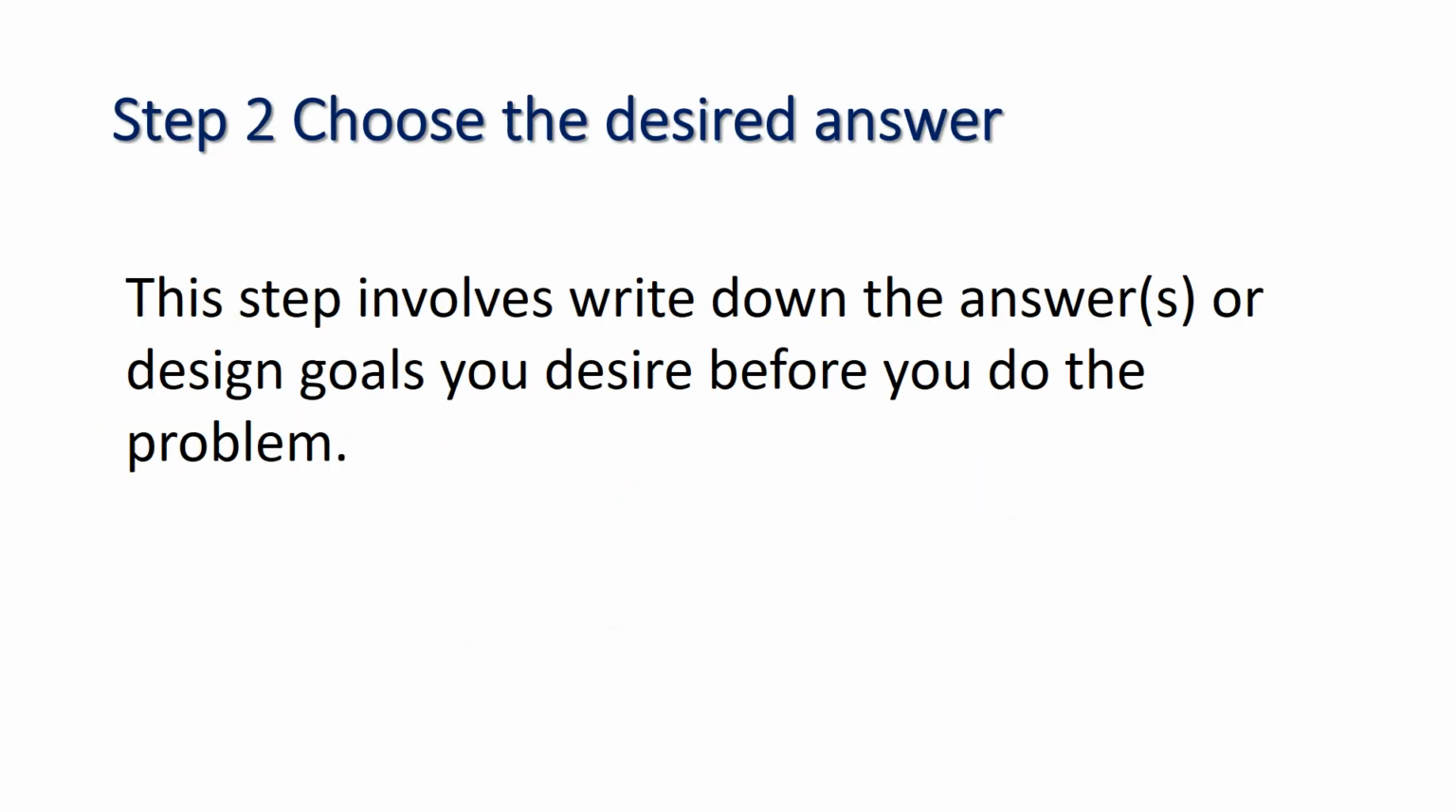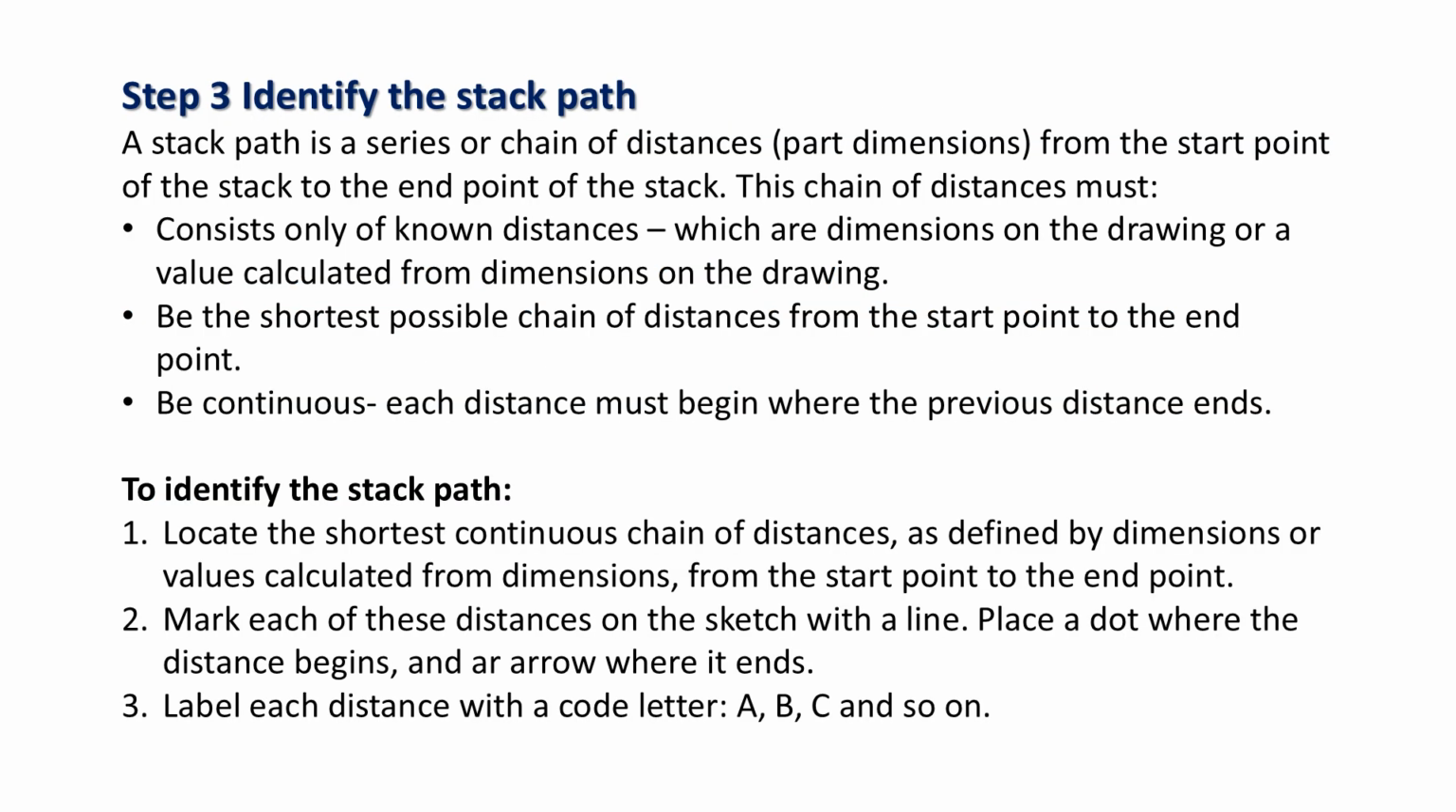What is the answer we desire? Whether we need a gap or interference between the two parts that we are interested in. To do the stack analysis, we have to identify the stack path. Usually it is called a functional loop of the various parts in a chain. This loop has a number of parts in the assembly, a number of linear dimensions in a part, that comprises one complete loop. That is called the stack path.